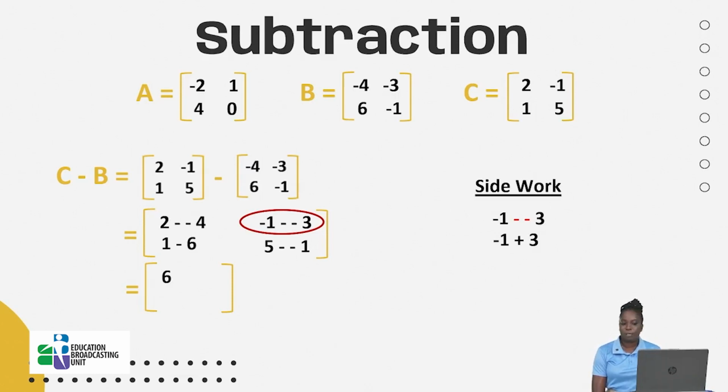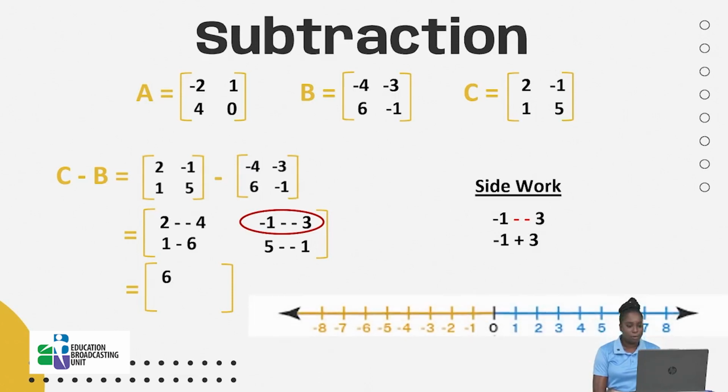Now we're going to be utilizing our number line for this problem once again, because now we're adding. And so we're going to begin from -1, and we're going to add 3. So if we're going to add, we move to the right. And so we're going to move to the right 3 places. 1, 2, 3. And that takes us to 2.